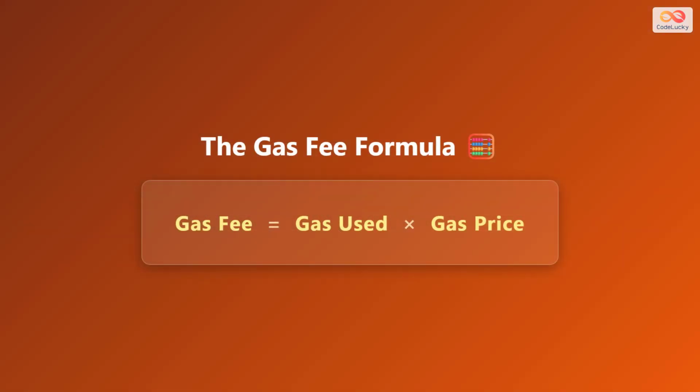Calculating your total gas fee is straightforward. The gas fee equals gas used multiplied by gas price. Gas used is the amount of computational work required for your transaction. Gas price is how much you're willing to pay per unit of gas. Multiply these two numbers together, and you get your total transaction fee. This formula is the foundation of understanding Ethereum costs.